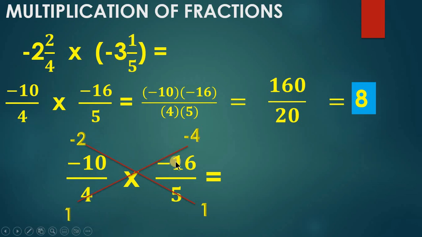Then, itong dalawa ang imumultiply natin, and dito rin sa baba, same. Negative 2 multiplied by negative 4, that will become positive 8. Then, 1 times 1, that is 1. So, we have 8 all over 1. Then, simplify natin, 8 divided by 1, that is equivalent to 8. Ayan. Naintindihan ba? Okay. Next.